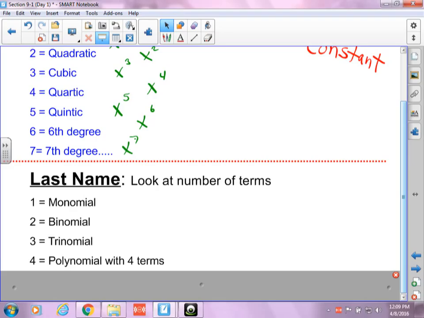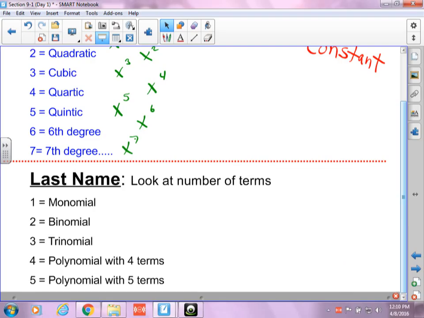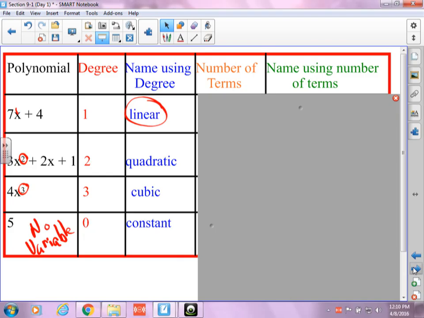Now some kids go, do I have to put polynomial in? Yes, you do. You have to put polynomial in because it's a special type of expression. Okay? So polynomial with 4 terms and polynomial with 5 terms. Okay? Now let's go to the table and see this in action.